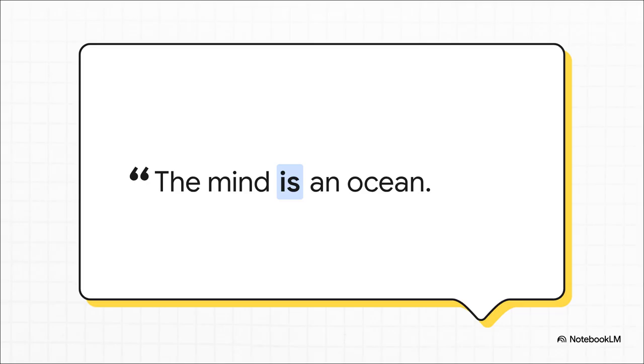Check out this example. The mind is an ocean. See? It doesn't say the mind is like an ocean. It makes this big, bold claim that it is an ocean. That implies it's vast, it's deep, it's full of mysteries. That one tiny word, is, makes all the difference in the world.